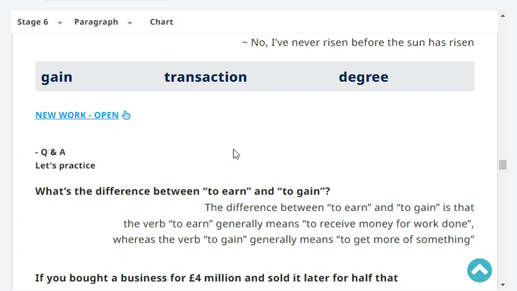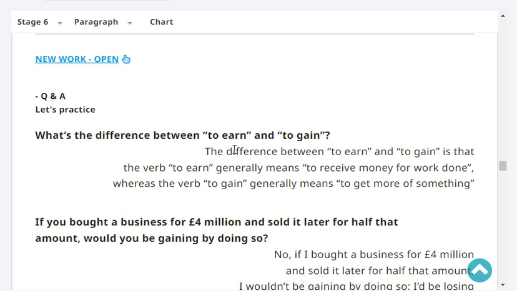What's the difference between to earn and to gain? The difference between to earn and to gain is that the verb to earn means to receive money from work done, whereas the verb to gain generally means to get more of something. Very good.